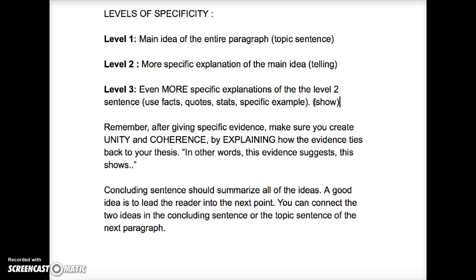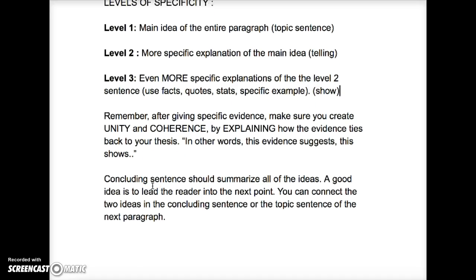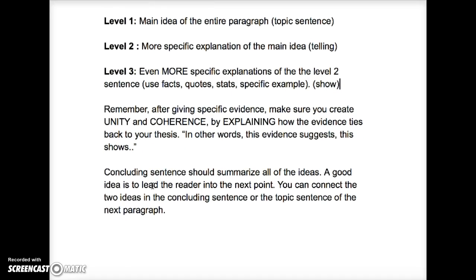And this is really important. You're showing what your point is. So the more specific, the better. Then remember, after you give specific evidence, you want to make sure that you create unity and coherence by explaining how this evidence ties back to not only the main point of the paragraph, that level 1 sentence, but your overall thesis.